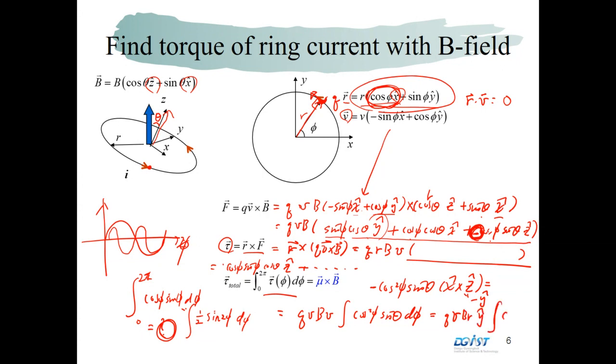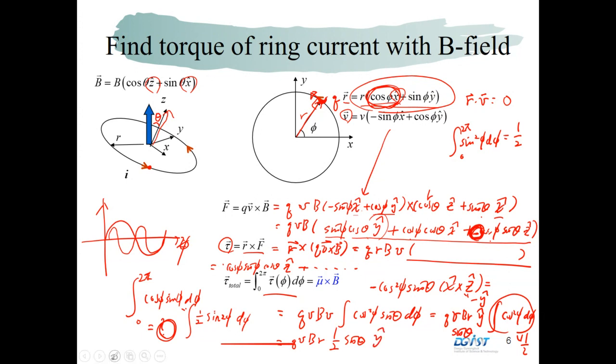And the integral of cosine square phi d phi with the sine theta generates 1.5. Okay? The integral of the sine square phi from 0 to 2 pi generates 1.5. This is also a very famous relation. Okay, so finally what we can obtain is Q, V, B, R have sine theta and y direction.